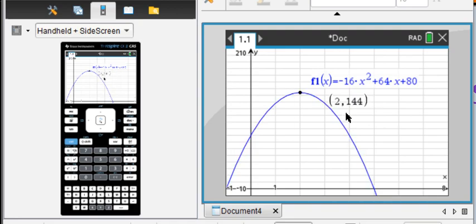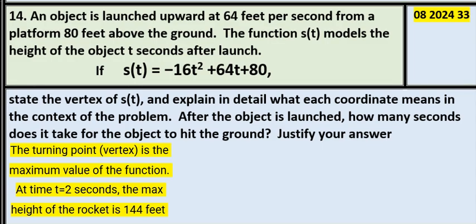So when I explain my vertex, I have to explain the x and y coordinate. So in context of the problem, the turning point, the vertex, is the maximum value of the function. At time t equals 2 seconds, the maximum height of the rocket is 144 feet. So that explains my vertex in the context of the problem.